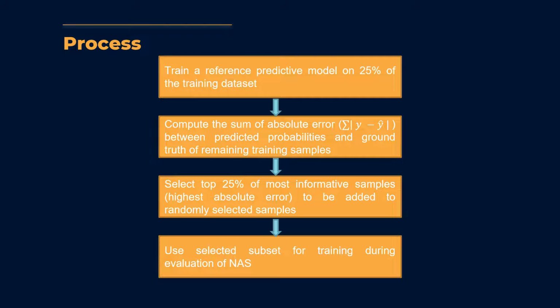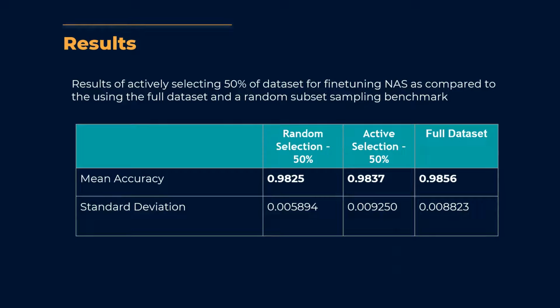be measured by the sum of absolute error, where y is the ground truth class label and y hat is the predicted class probabilities. This subset is then used during the evaluation stage of the neural architecture search, together with the previous randomly selected 25% of the dataset. Empirical results demonstrate that on datasets such as NP-NAS, such a selection strategy enables equivalent performance with just 50% of the dataset used for evaluation.